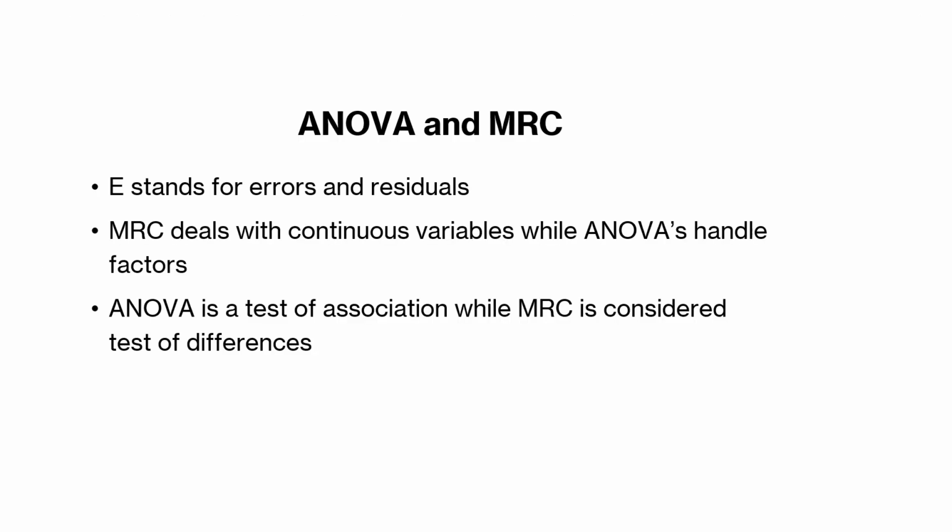So as we move into ANOVA, I just wanted to highlight the main differences between this and MRC. E stands for error in ANOVA, whereas in MRC the E is considered residuals. Multiple regression and correlation handle continuous variables, whereas ANOVAs use factors. Now, ANOVA and MRC both use the GLM model, but ANOVA is more of a test for association, while MRC considers differences.